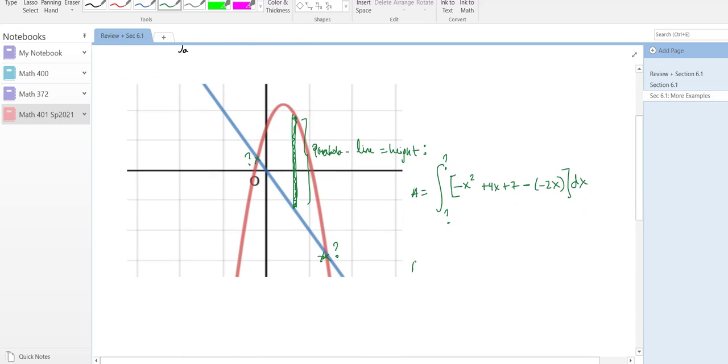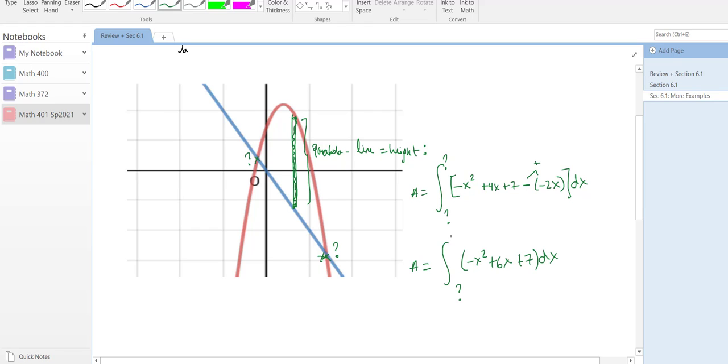And so we can simplify this to say negative x squared, and the minus a minus 2x becomes a plus 2x, so 4x plus 2x is 6x, and then plus 7 dx.